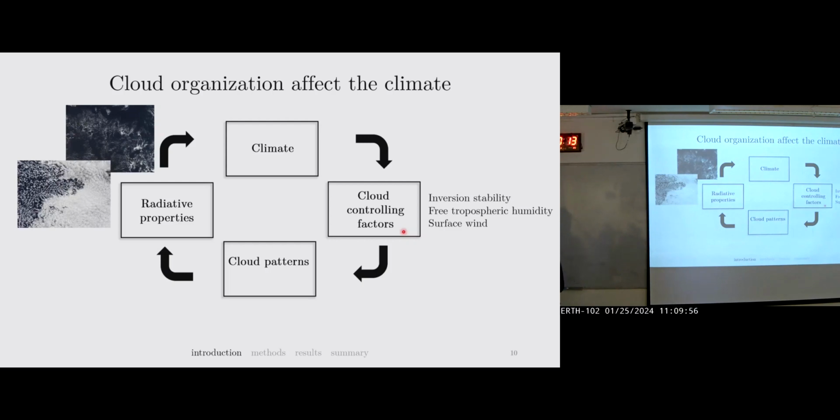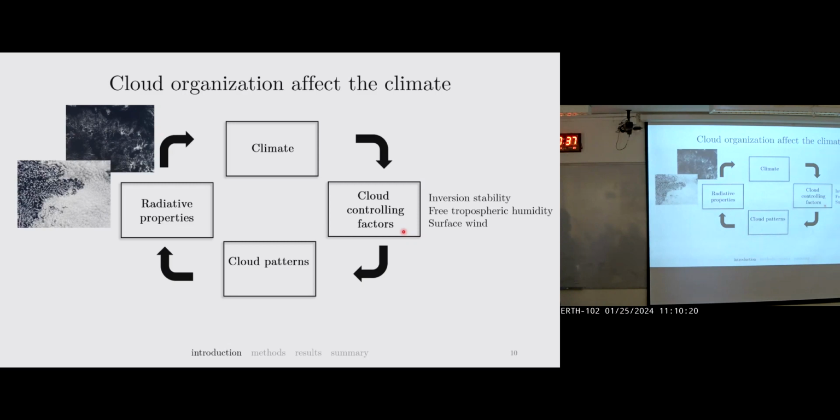Do you consider temperature as a cloud controlling factor? I'm considering temperature-related parameters like the inversion stability, for example, and so on. And then I would expect, under a change in climate, that I would also have changes in, for example, the inversion stability.